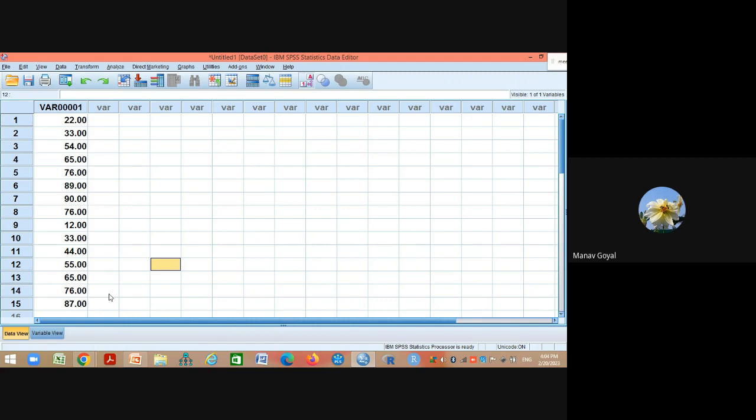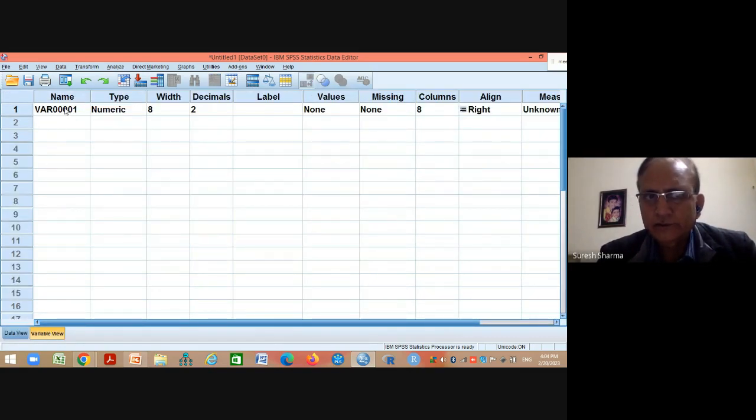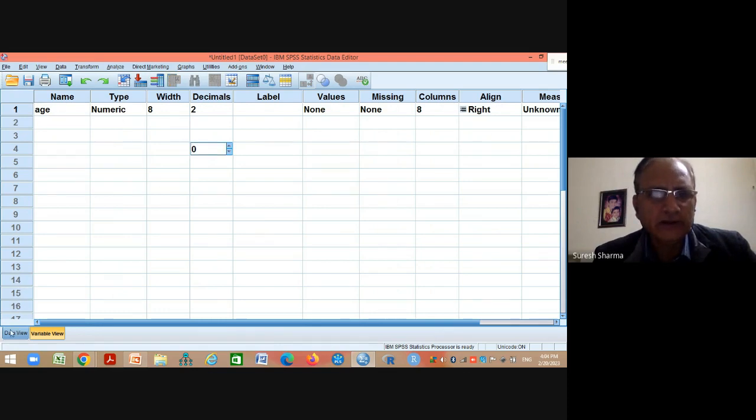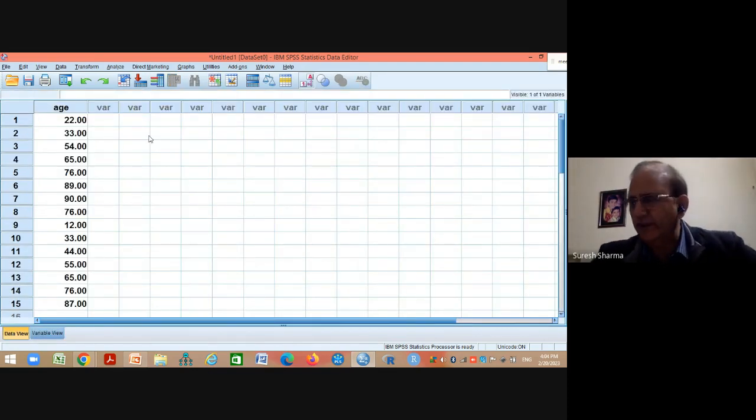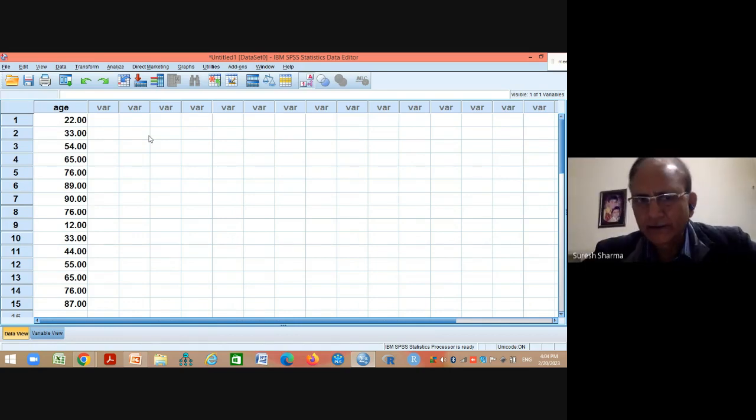Actually, now how will SPSS come to know that this is the age variable? So what you can do: there is a Data View, there is a Variable View. You can go to the Variable View and change the name from here. The actual name is age, so let me write down age. Come back to the Data View, and you can see the actual name is appearing. Yes or no? Yes, sir. The actual name, age, has appeared.